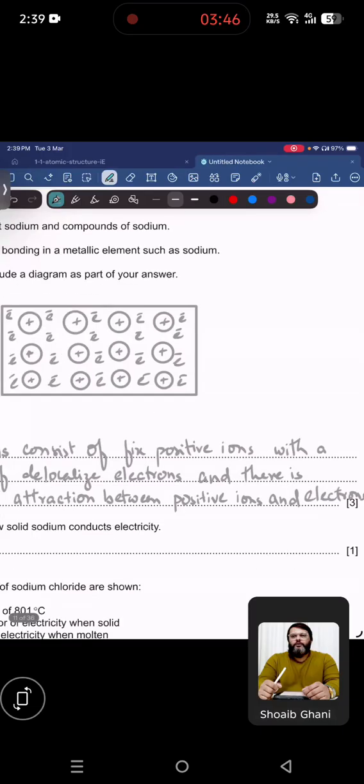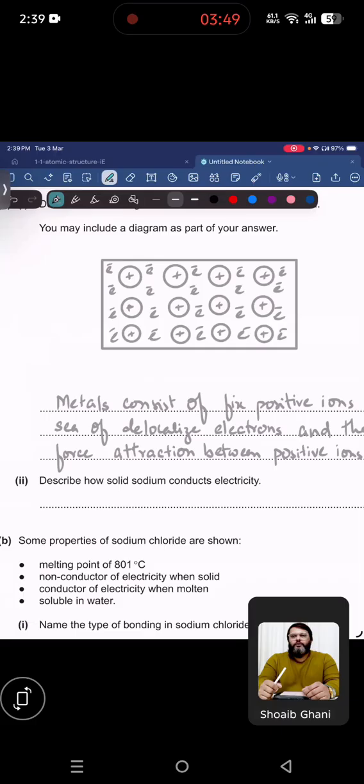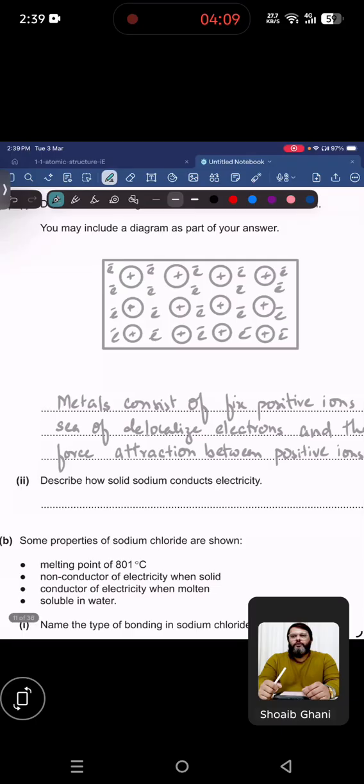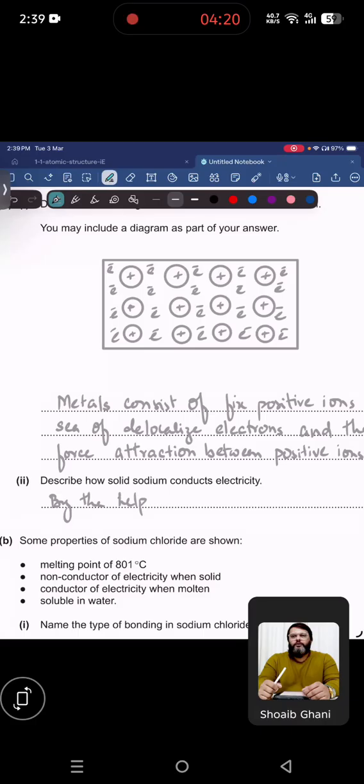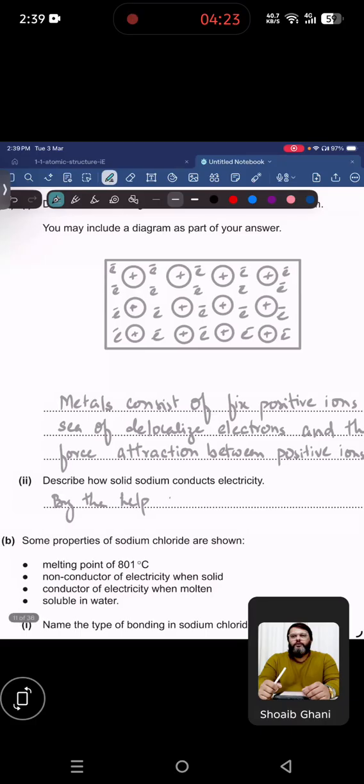Describe how solid sodium conducts electricity. Can anyone of you please give me the answer for this one? How does solid sodium conduct electricity? Yes, by the delocalized electrons. Very good. By the help of mobile electrons or the delocalized electrons.